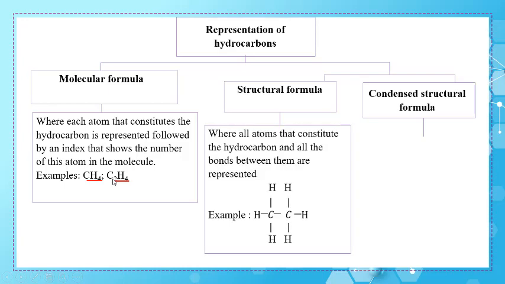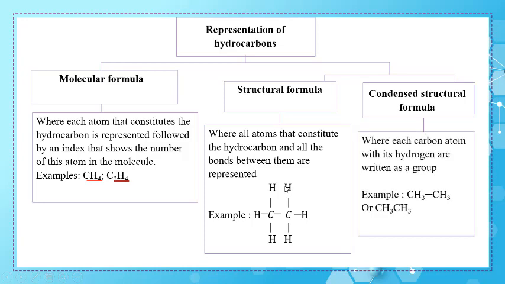For the structural formula, all atoms that constitute the hydrocarbon and all the bonds between them are represented, as in this example. Here all the bonds are represented and all the atoms that constitute the molecule. While in the condensed structural formula, we represent each carbon atom with its hydrogens written as a group. If you look at this condensed structural formula, here we have 2 carbon atoms, each carbon surrounded by 3 hydrogen atoms. The carbon and the hydrogens that surround it are represented as one group. In the condensed structural formula, we can represent the bond between 2 carbon atoms or not. So these 2 formulas are called condensed structural formulas.